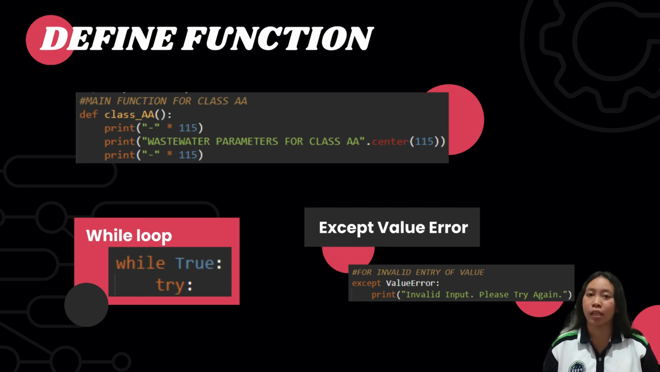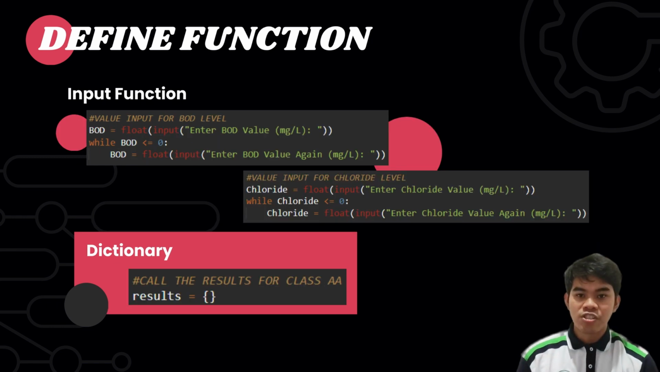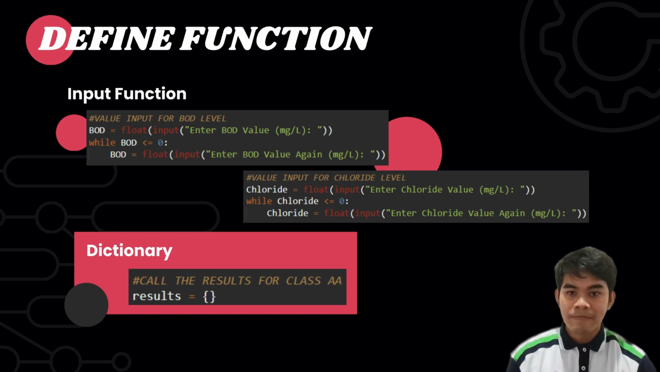When the user inputs a negative value, the system automatically records it as an error. It will immediately prompt the user with the message, "Invalid input, please try again," using the accept value function. We also use a loop to ensure the program doesn't proceed until the correct input is entered. When one of the functions is called in the main program, for example, Class AA, the system will immediately prompt the user to input values for the following parameters.